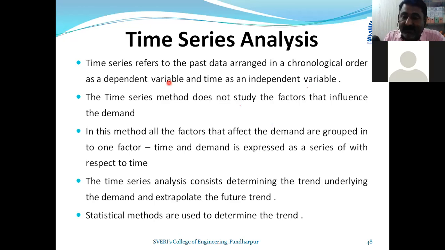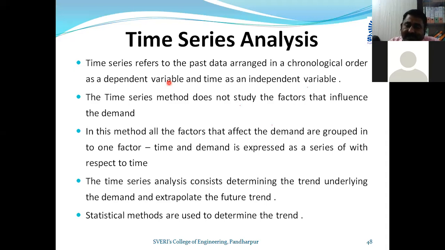Now what are the different factors that may have the significant impact? It is not only the case that time is having the impact. There are many factors having an impact on that particular demand, but all the factors which are having the effect on that demand are grouped into only one factor, and that factor is nothing but time. So here you will get a time-demand relationship expressed as a series with respect to time. Let us proceed further, friends.